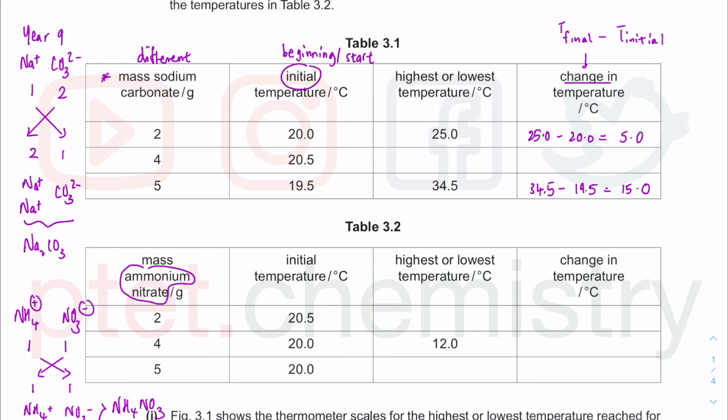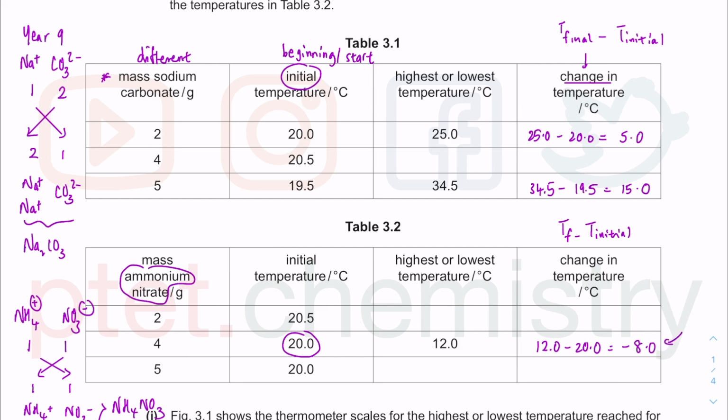Anyway, what do we have here? Can't work out the change in temperature yet, but we can work out the change in temperature for this one. You see the initial temperature is 20.0, but the final temperature has gone lower. That is because the surrounding loses energy to the reaction, to the system, and therefore the surrounding gets lower in temperature. So again, it is final minus initial. So what we get really is 12.0 minus 20.0. You could get minus 8.0 degrees Celsius.